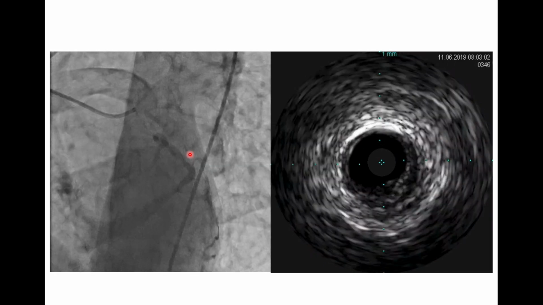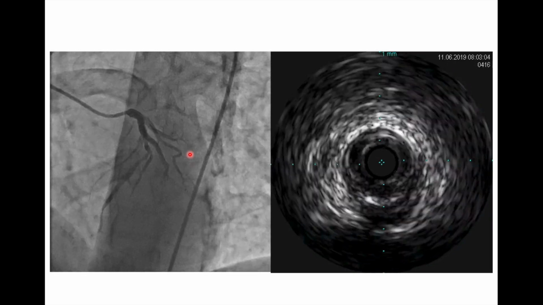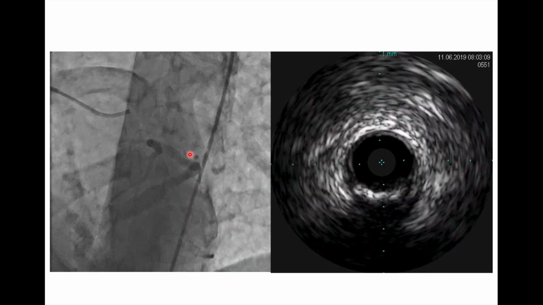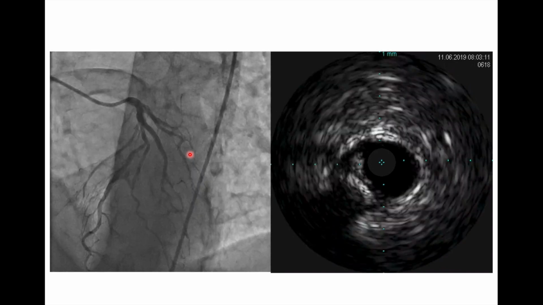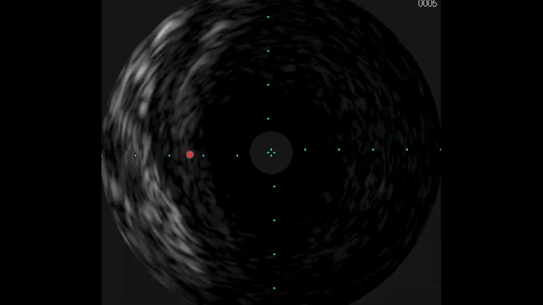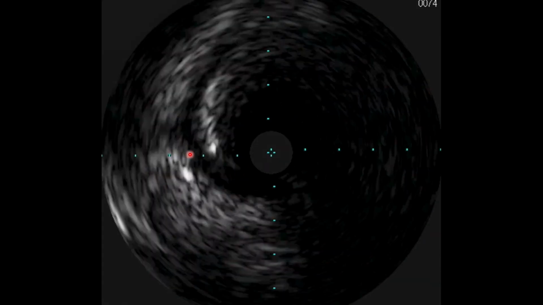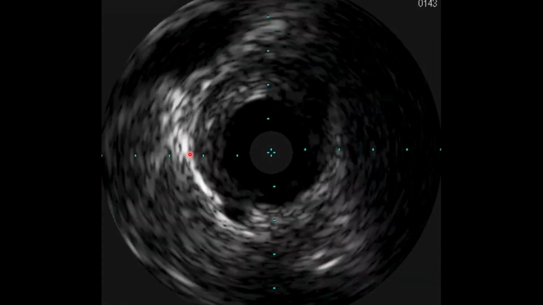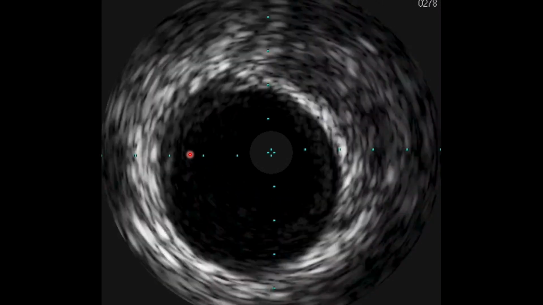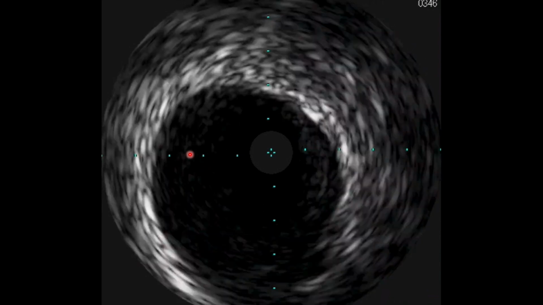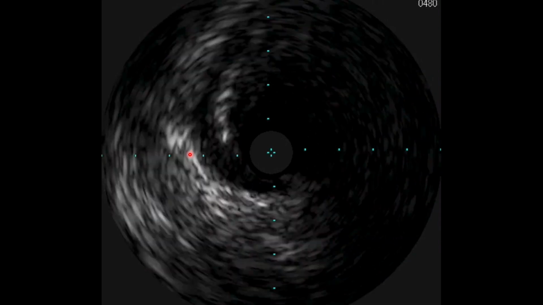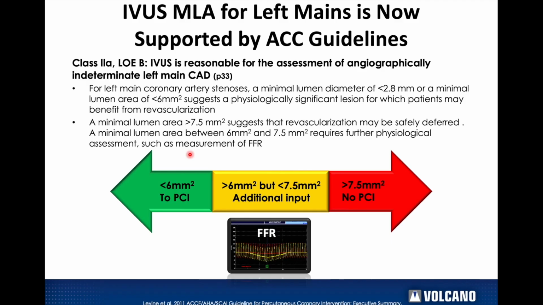So this IVUS run was done in the LAD, and what it shows is diffuse mid to proximal LAD disease, and the minimum lumen area at the tightest point in the mid LAD was 3.1 millimeter square. Then at the left main ostium, where we had the doubt, this is the IVUS catheter going in and coming out. At the ostium we wanted to be very sure, and here the minimum lumen area was 5.9 millimeter square. So this was at the tightest spot.